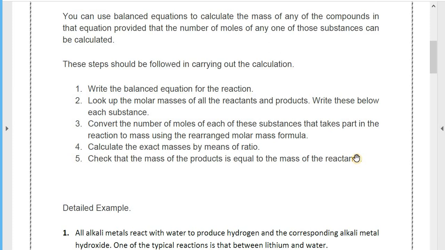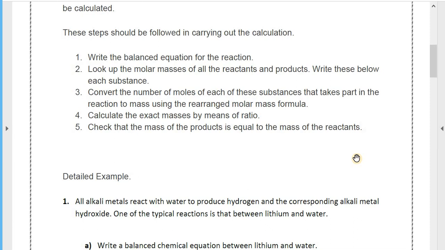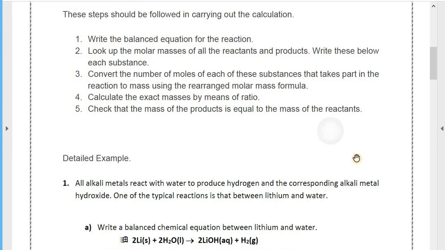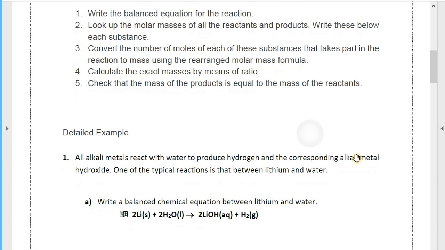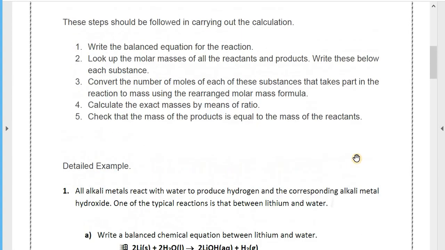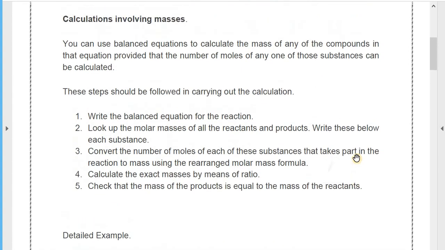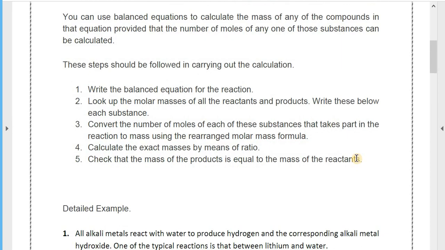Convert the number of moles of each of these substances that take part to mass. If you're told that you have 2 moles of lithium, you should be able to convert those 2 moles of lithium into mass. If 1 mole of lithium is 7 grams, then 2 moles has to be 14 grams. Then calculate the exact masses by means of ratio, which I will explain through this example. Please pause the video, look at the steps that you follow, and then I will continue.